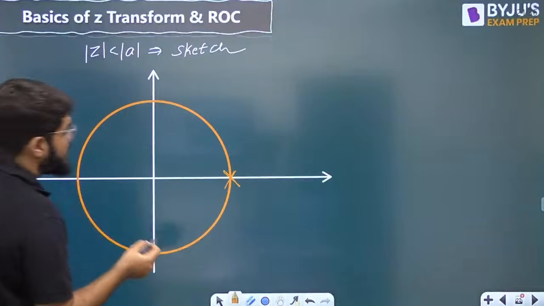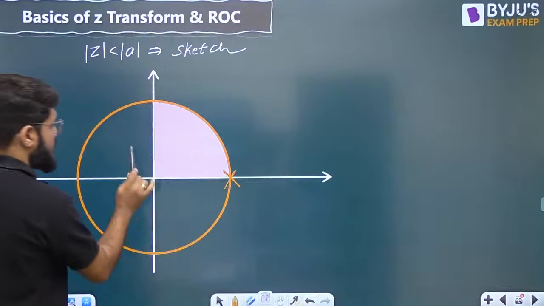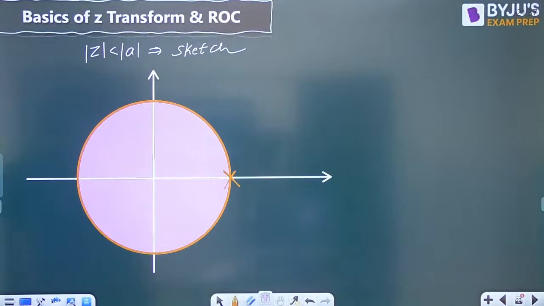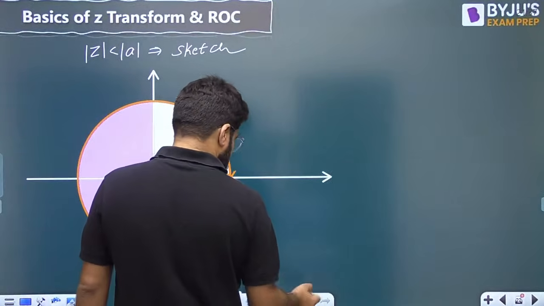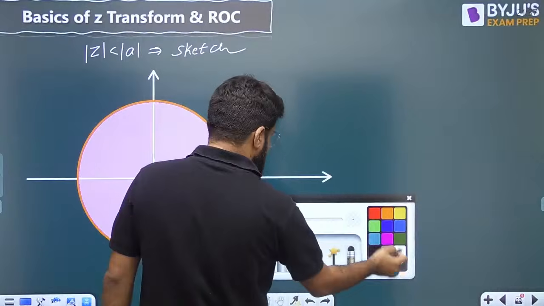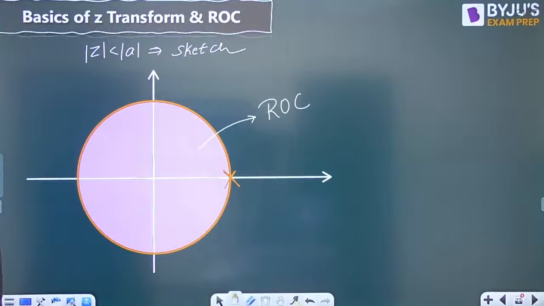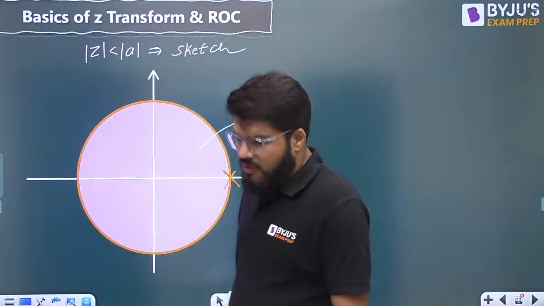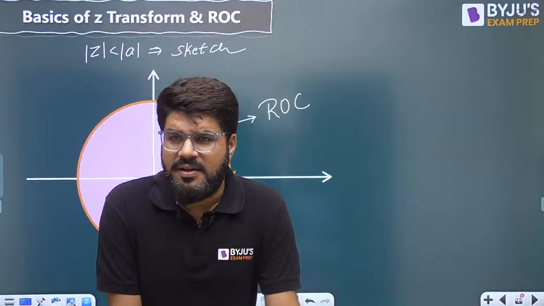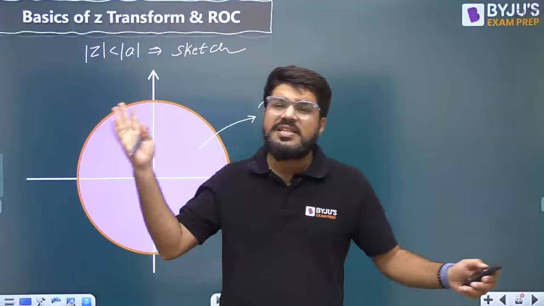Okay, so yeah, I was trying to sketch this. So modulus of Z less than modulus of A. Okay, so what is the ROC here? Let me just plot this like this. This portion here is basically the ROC. Are you getting it? This portion is basically the ROC for the left-sided signal. So what do we understand? For left-sided, ROC is interior; for right-sided, ROC is exterior.